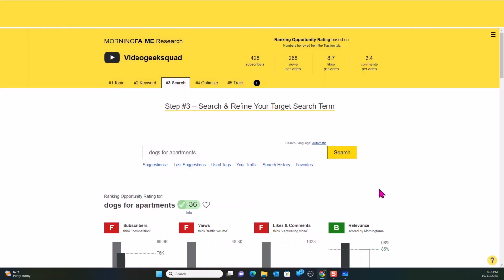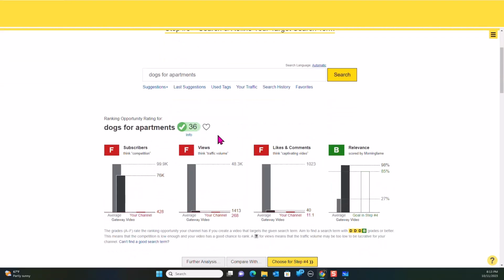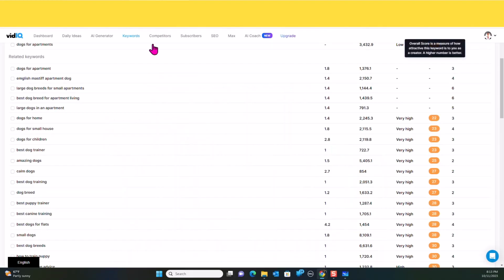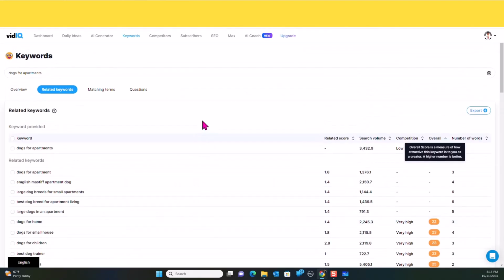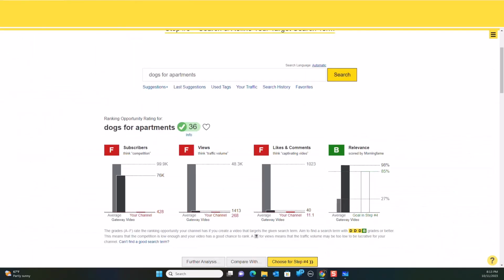Now you hit search and it's going to give you your score. As you see here, it gives you a number to tell you how many people are searching for it. Now, it's not always going to be the best term, but this is how you can start to do your keyword research when you are a small channel.